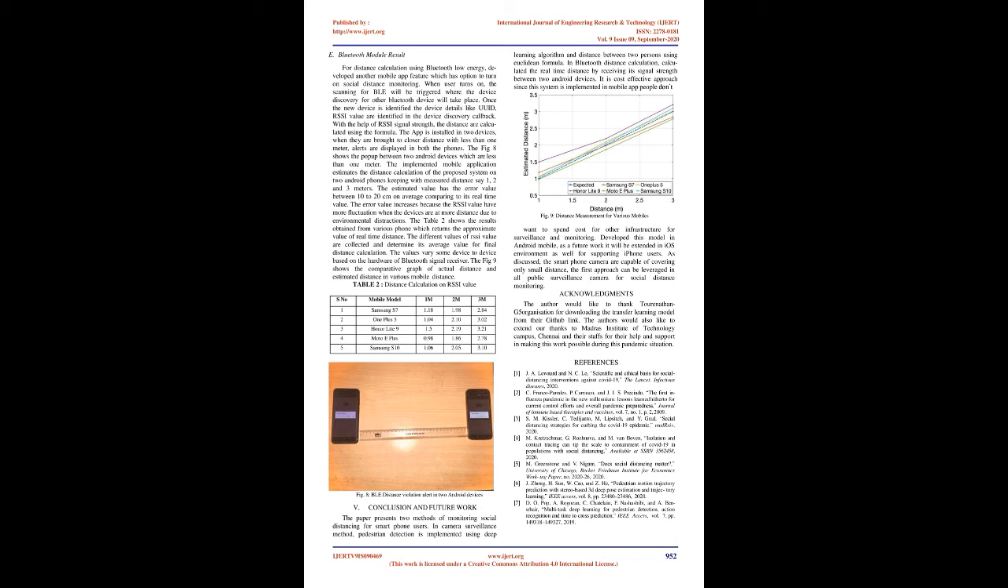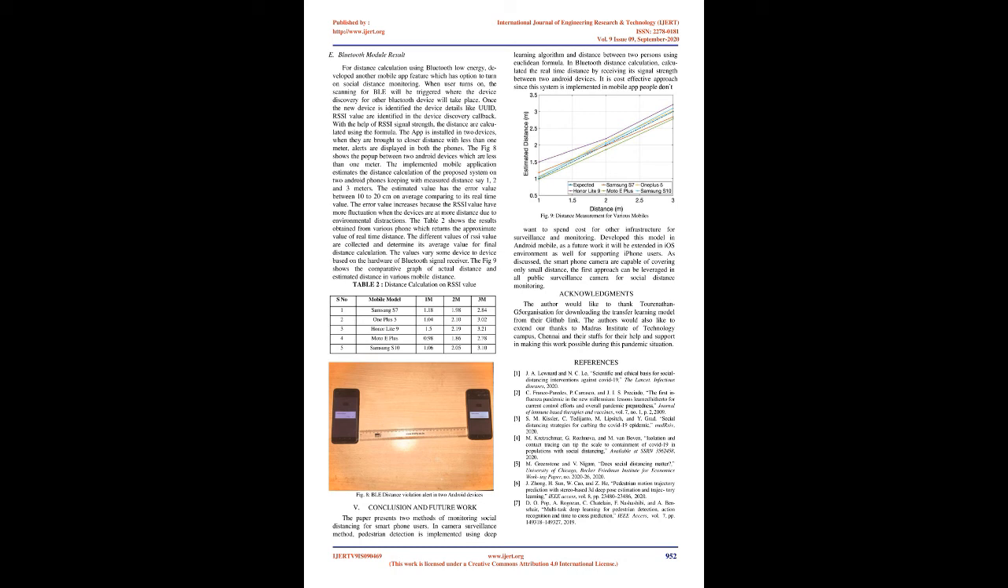Distance calculation result. Bluetooth module result. For distance calculation using Bluetooth Low Energy, we developed another mobile app feature which has an option to turn on social distance monitoring. When the user turns it on, scanning for BLE is triggered where device discovery for other Bluetooth devices takes place. Once a new device is identified, the device details like UUID and RSSI value are identified in the device discovery callback. With the help of RSSI signal strength, the distance is calculated using the formula.